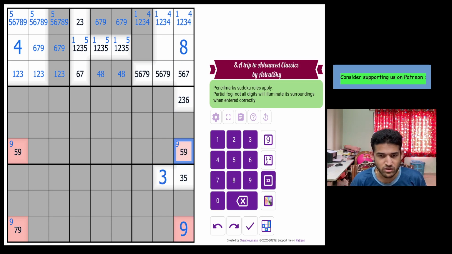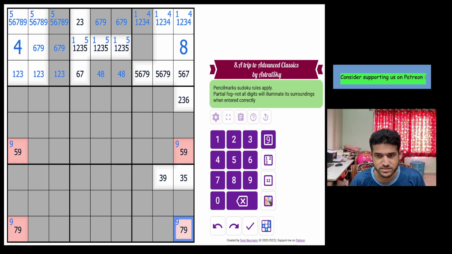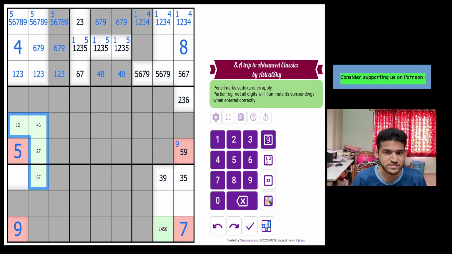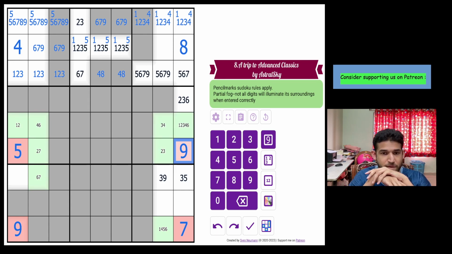Which is really cool logic. So 9 cannot be here, so that's a 7, and that uncovers a single fog covered cell, which is nice, and which means this is a 9, this is a 5, and that uncovers lots of cells. Beautiful. And this is a 9, right, which gives us even more cells. So we got a lot of cells here.